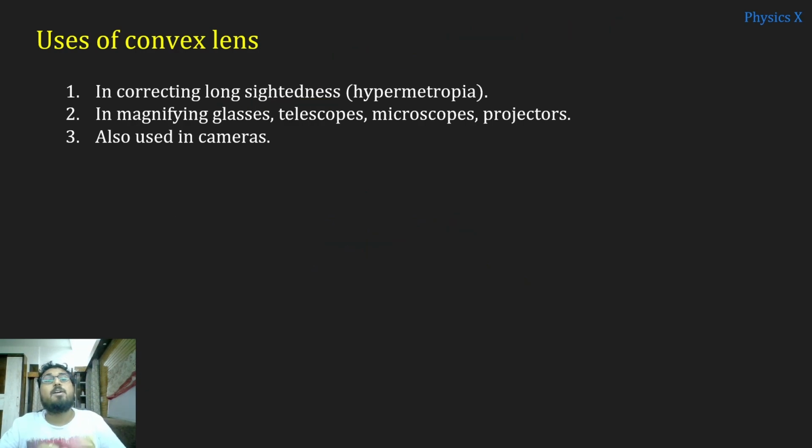Now one more thing about these defects of vision. We call this a defect of vision. There is one more, which is nearsightedness, and it is corrected by a concave lens, which we'll be seeing further. These defects of vision will be further explained in the next chapter, because we will have a more in-depth analysis there. For now, you remember that a convex lens is used for correcting long sightedness. So these are the uses of a convex lens.